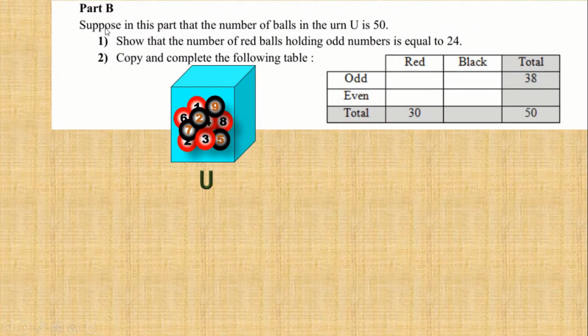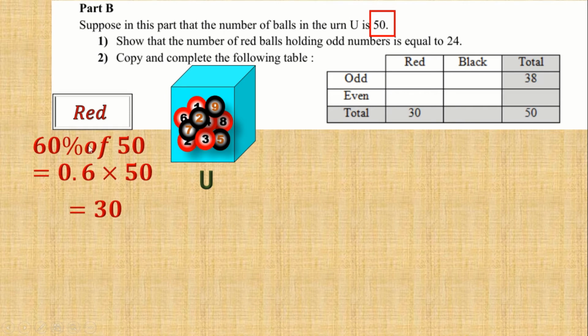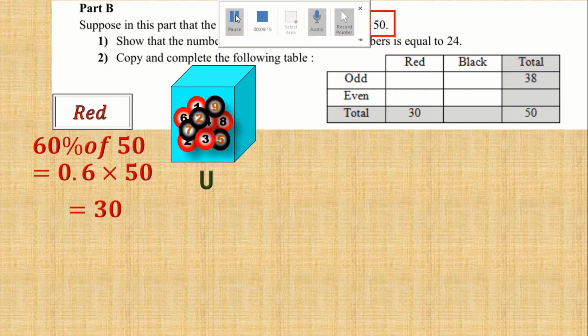Well, in part B, suppose in this part that the number of balls in the urn is 50. Show that the number of red balls holding odd numbers is equal to 24. Well, we have 50 balls. 60% of them are red. 60% of what? Of the 50 balls. So it's 0.6 times 50. It gives us 30.